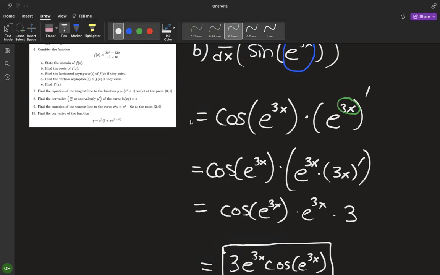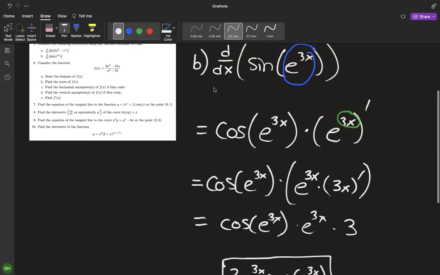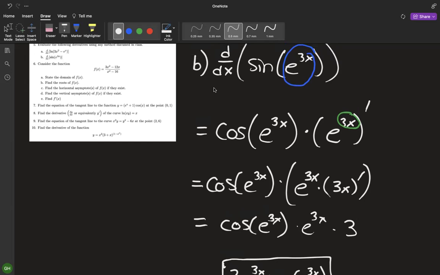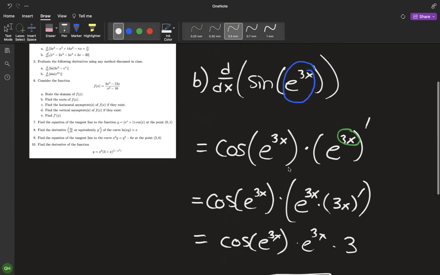Like I mentioned when we were learning it, the chain rule is probably the single most important derivative rule that we are going to come across, at least at this level. So it's a very good idea to become comfortable with this concept.